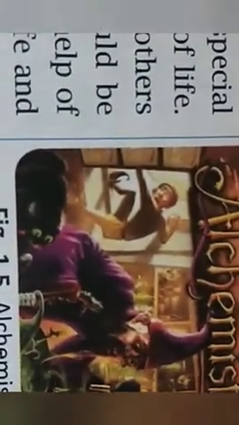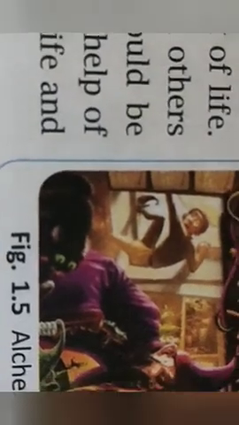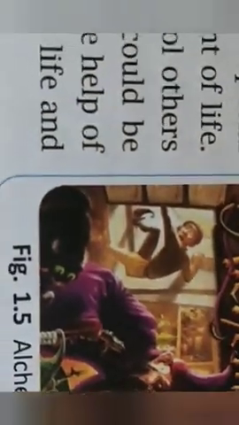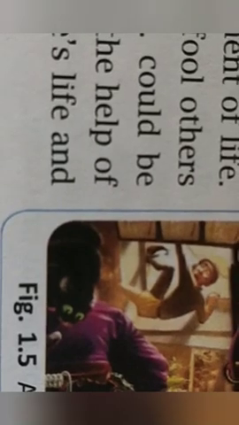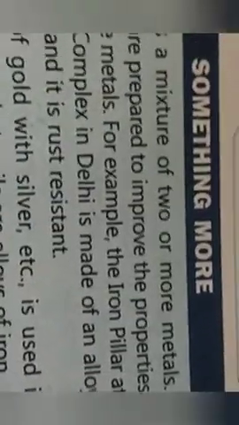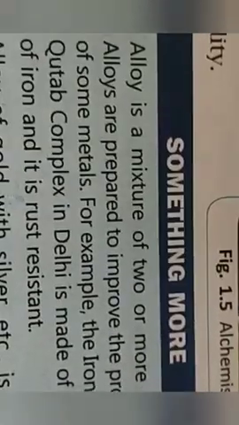So here you can see a magician. Alchemists never used any kind of formula. Their formulas were in the form of magic spells. But by the 16th century they started to give experimental proofs. Okay, so what is an alloy? An alloy is a mixture of two or more metals. They are prepared to improve the properties of some metals.